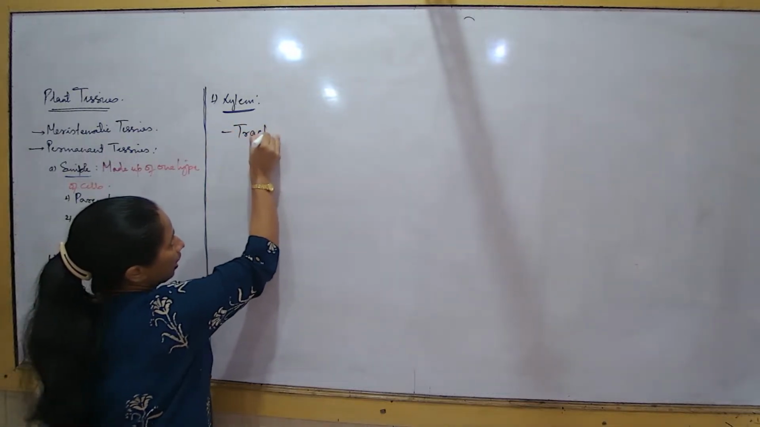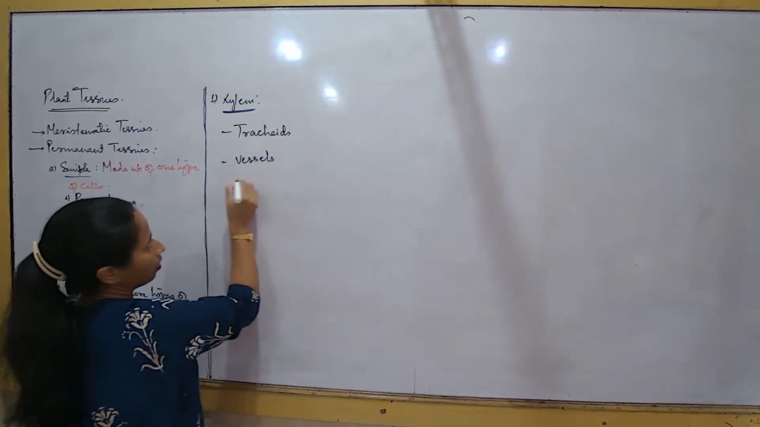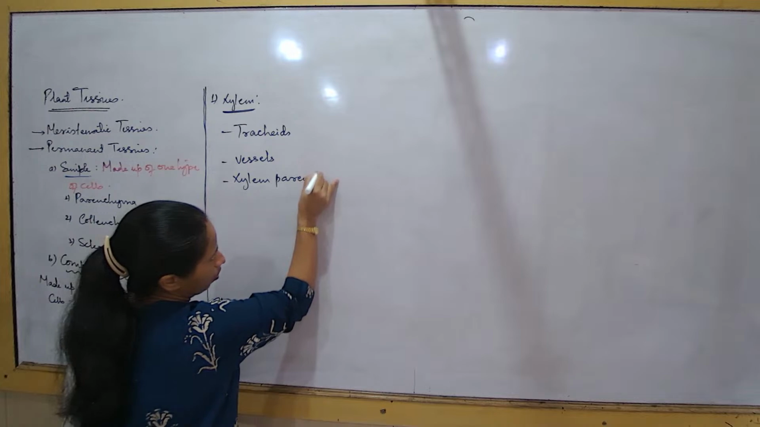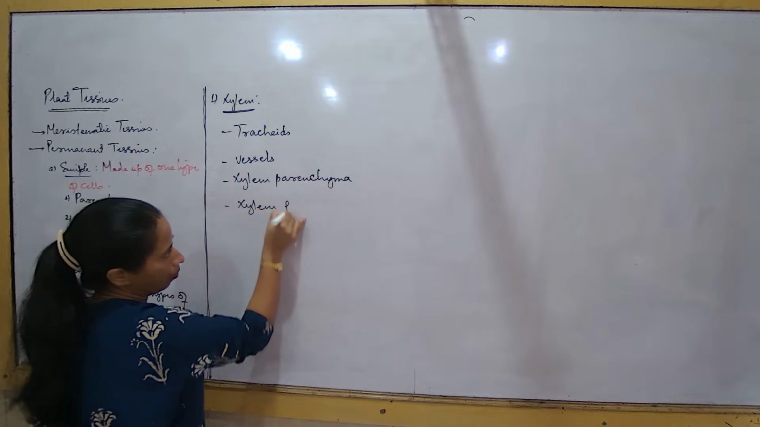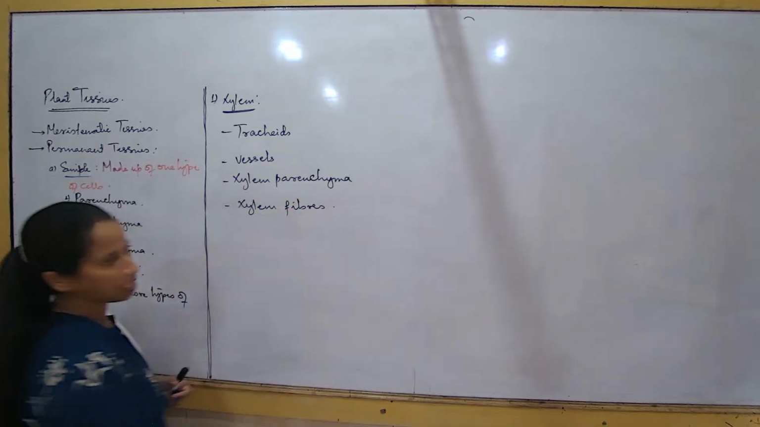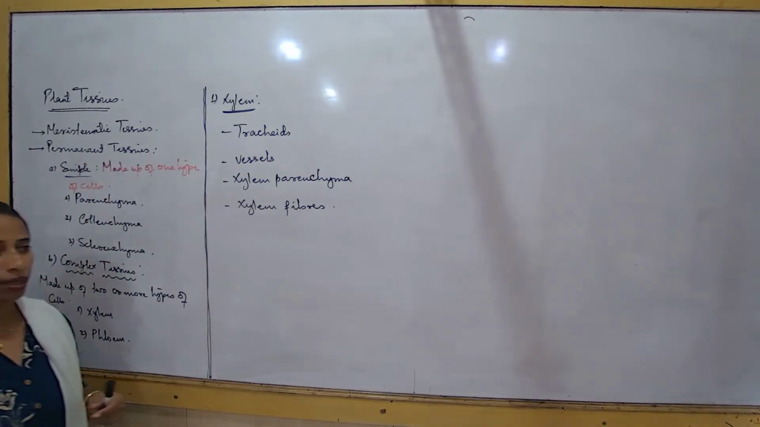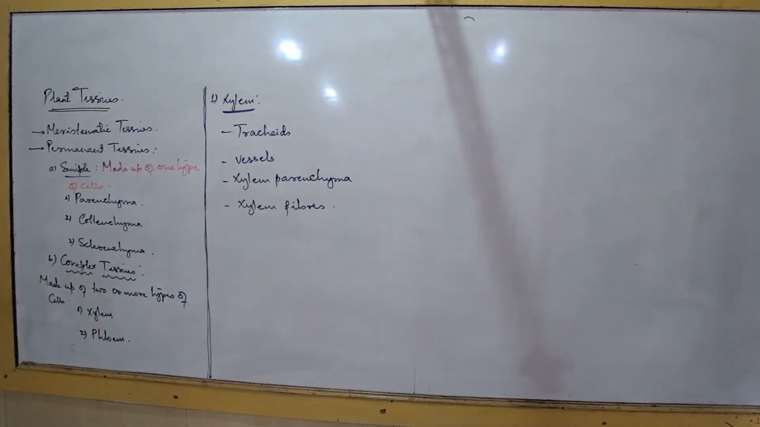What are the different types of cells? One is known as tracheids. One is known as vessels. One is known as xylem parenchyma. One is known as xylem fibers. So we are saying that these are complex tissues, made up of 4 different types of cells: tracheids, vessels, xylem parenchyma, xylem fibers.